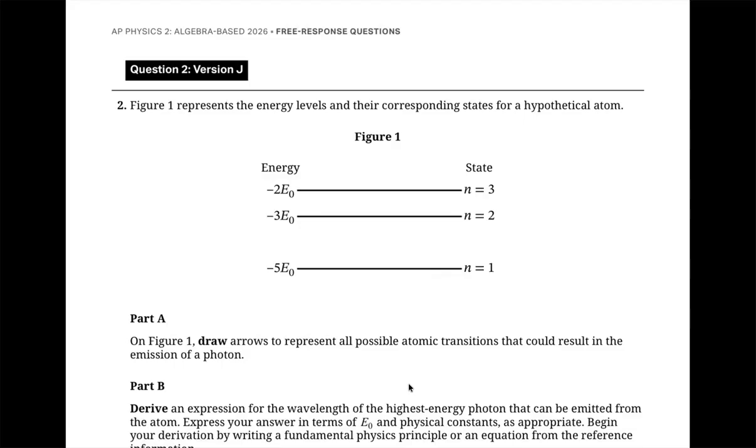of a photon. So in order to emit a photon, we need to go from a higher energy state to a lower energy state. Because this is the Bohr model of the atom, we can only jump from one energy level to another. If we start at the n equals 3 level, we can go down to the n equals 2 or the n equals 1 level. And then we can also transition from 2 to 1 as well. Perfect. And I think that answers part A.